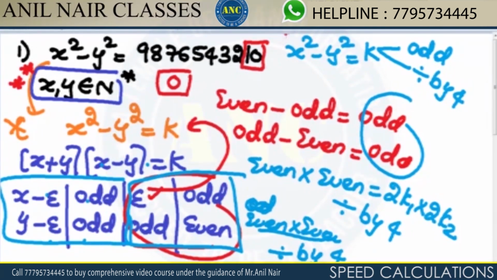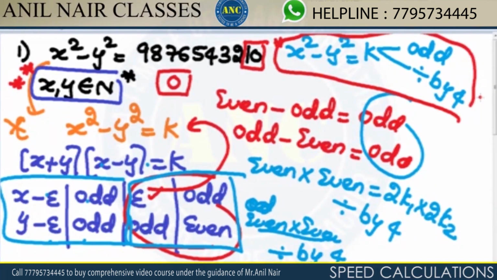Please write down this conclusion. x square minus y square equivalent to k will have an integral solution only when k is an odd number or k is divisible by 4.